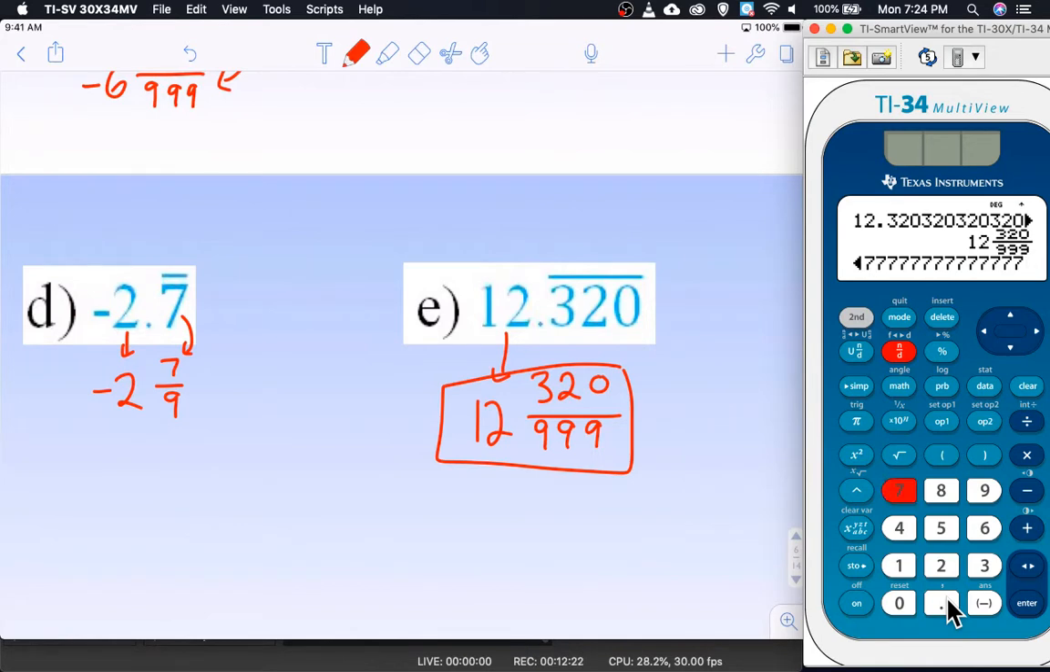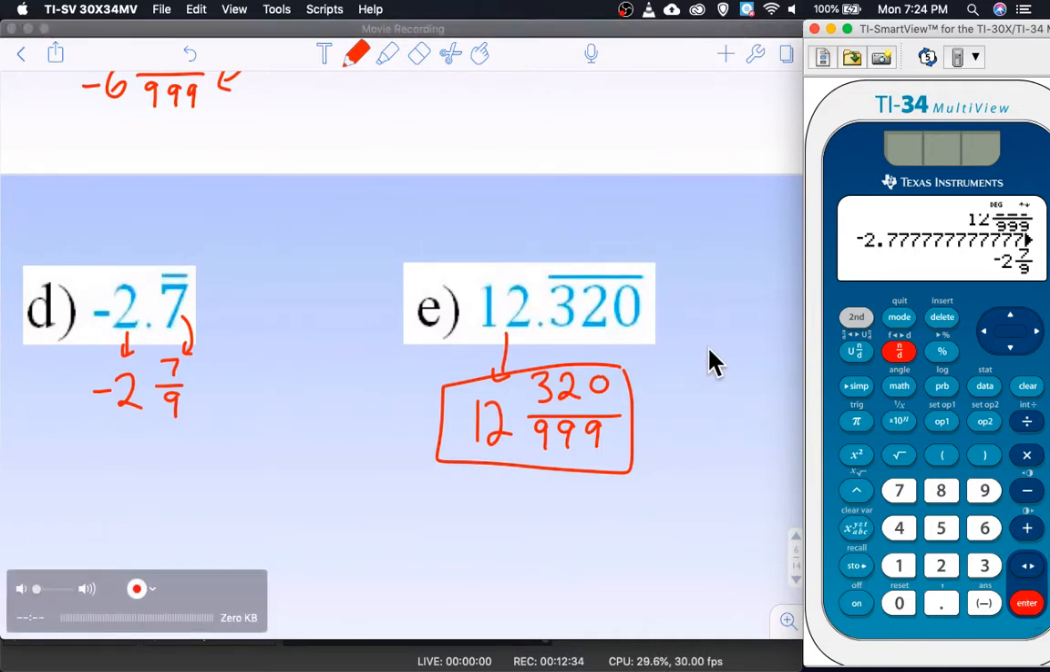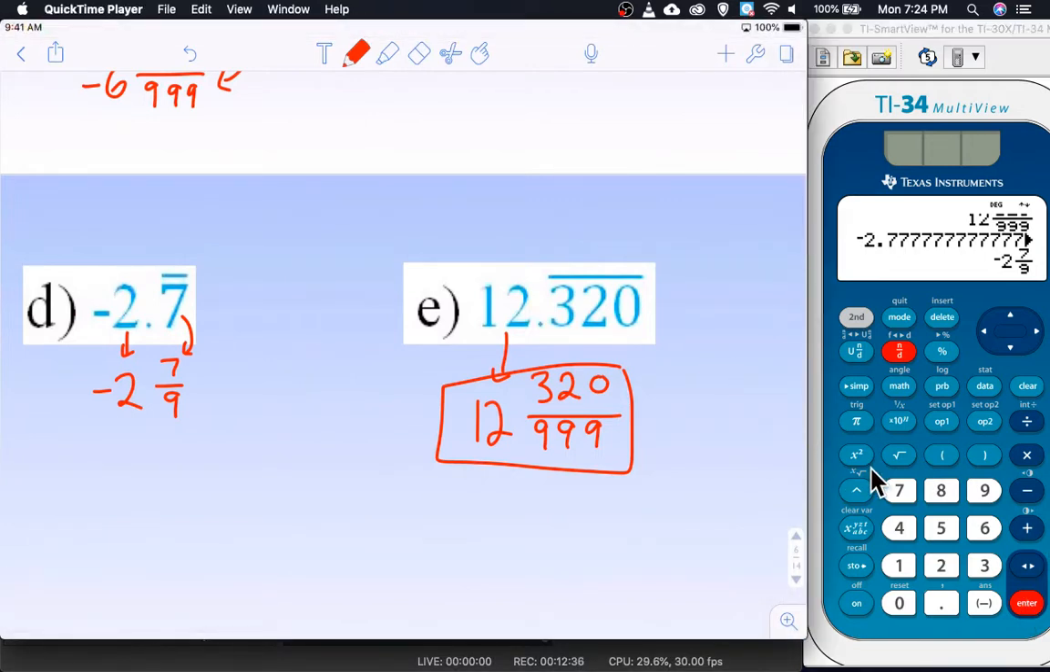-2.7777777777. I'm using the keyboard because it's a little bit easier than typing it. Switcheroo equals -2 and 7/9. So your calculator has the ability to do this as well. But it's also good to do by hand. Be able to do it by hand at least. Have the ability to do it by hand.